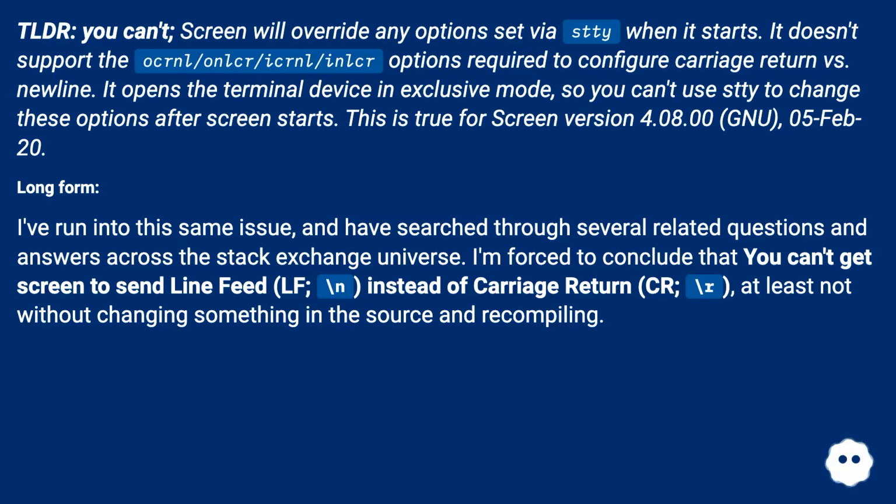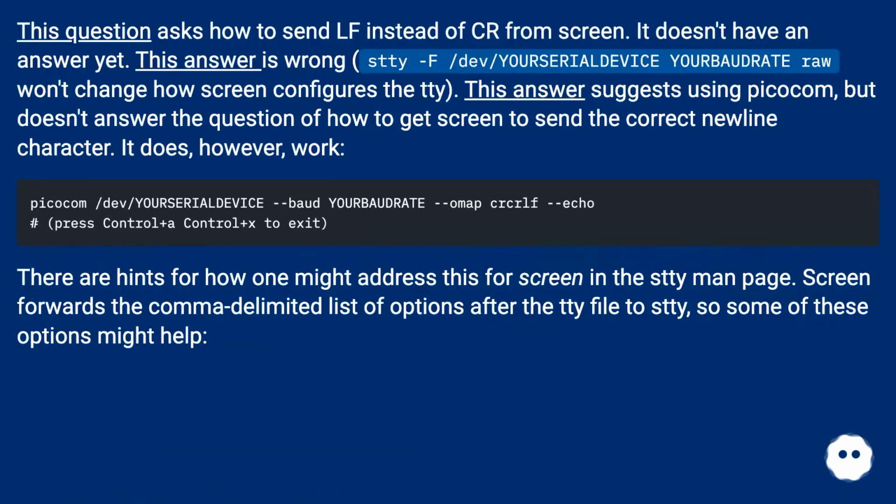Long form. I've run into this same issue, and have searched through several related questions and answers across the Stack Exchange universe. I'm forced to conclude that you can't get screen to send line feed, LF, \n, instead of carriage return, CR, \r, at least not without changing something in the source and recompiling. This question asks how to send LF instead of CR from screen. It doesn't have an answer yet.